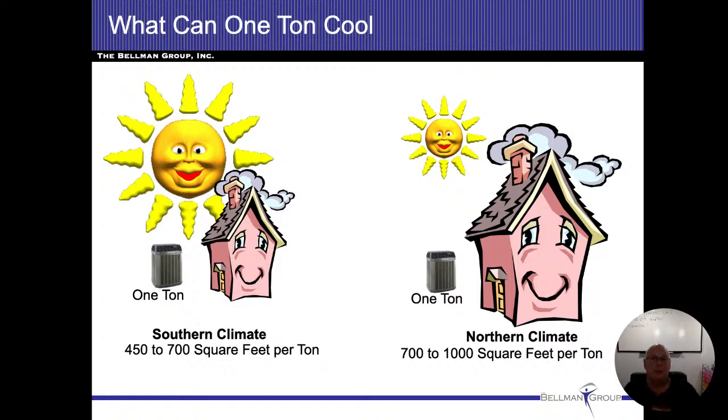So a decent rule of thumb is about 1 ton for every 1,000 square feet. You really don't see too many systems smaller than 2 or 2.5 tons. Most of the ones we're going to run into, in the smaller homes, are going to be about 2.5 tons.